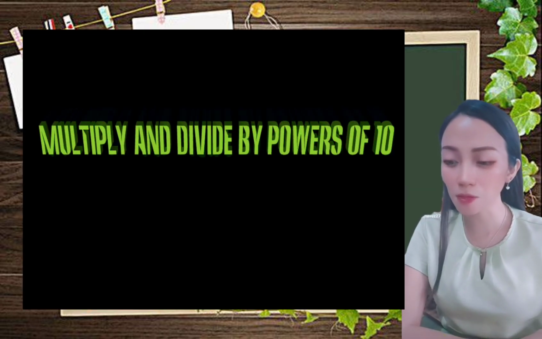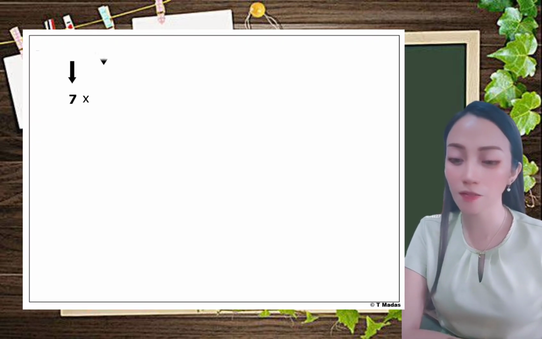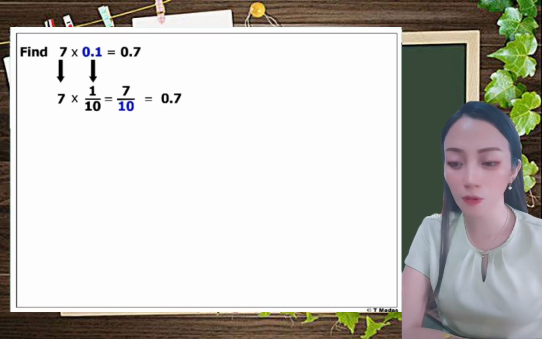So, paano nga ba ang mag-multiply at mag-divide by the powers of 10? Let us study the following example. Find 7 times 0.1. So, let us see. Rewrite 7. And then, let us now express the decimal 0.1 into fraction.